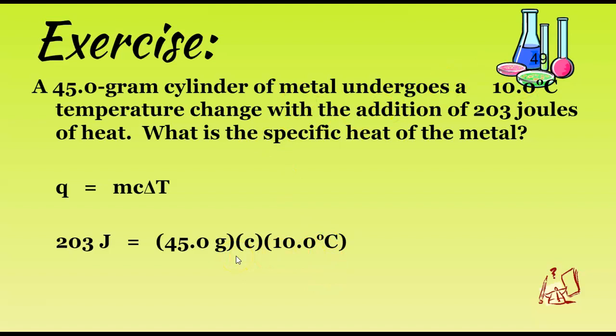So here's a simple thing that we talked about in class. Multiply on this side. Consider this like X and these Y. I can multiply the Y's together. So 45 grams times 10 degrees Celsius is going to be 450 grams degrees Celsius. It's on this side with my X. What do I got to do? I got to divide that on this side. When I do that, I come up with 0.451 joules per gram Celsius.